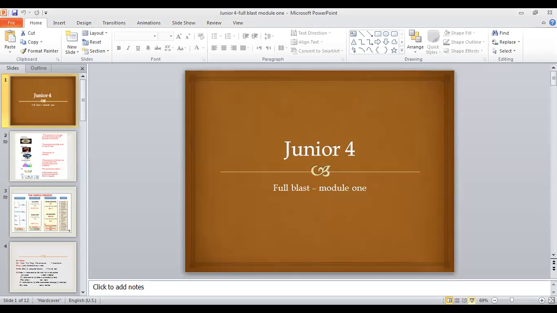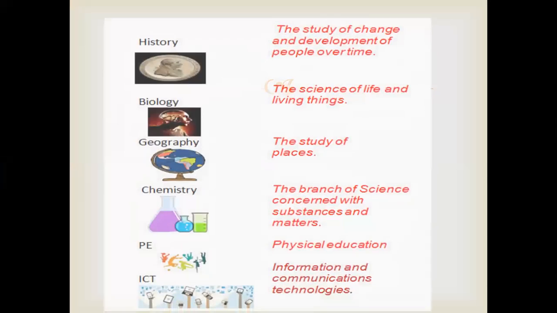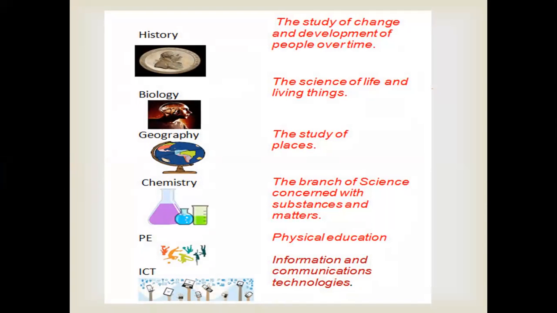So, Unit 1 here. We talked about some subjects that we take at our school, like history. What is the meaning of history? The study of a change or development of people over time. So if I am talking about something very old, something that happened in the past about people, this is history. What about biology?